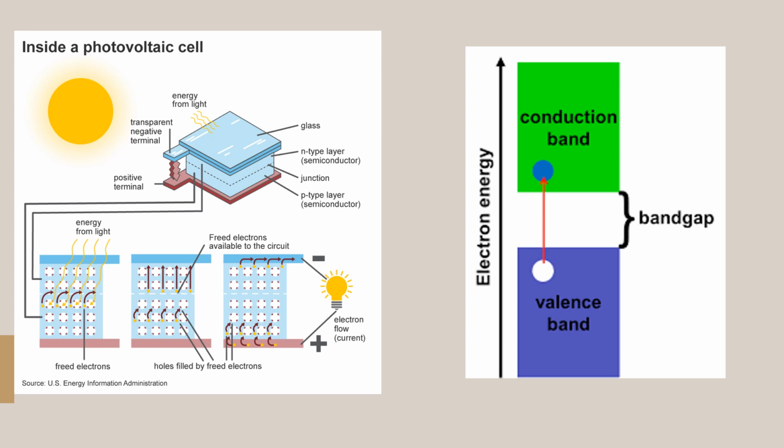So these are all done by the band gap between the valence band and the conduction band from the electron energy.